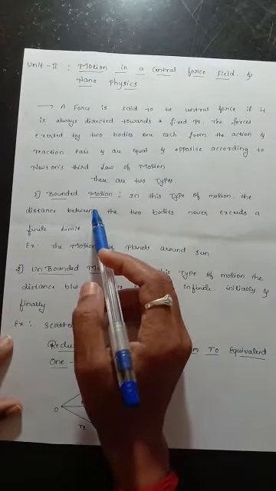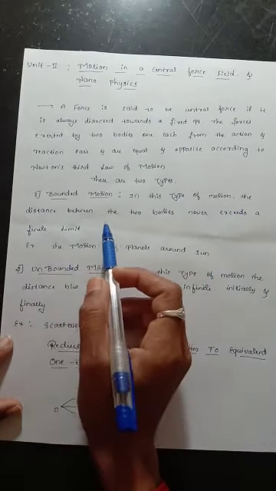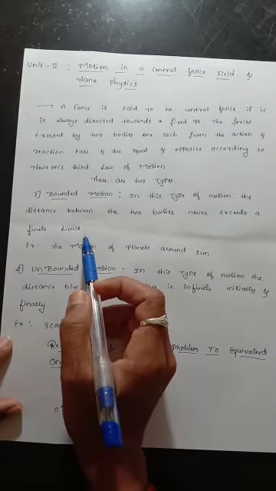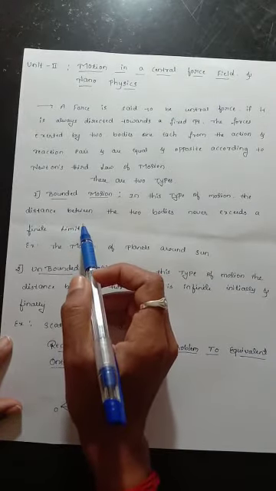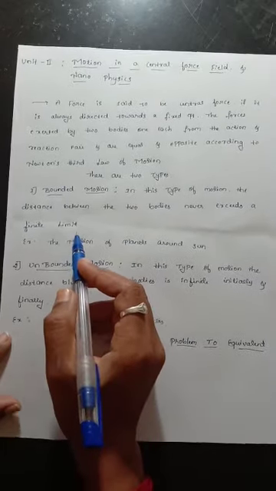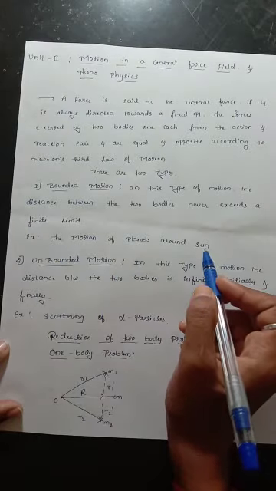So what do you mean by bounded motion? In this type of motion, the distance between the two bodies never exceeds a finite limit. For example, the motion of planets around the sun. This is an example of bounded motion.